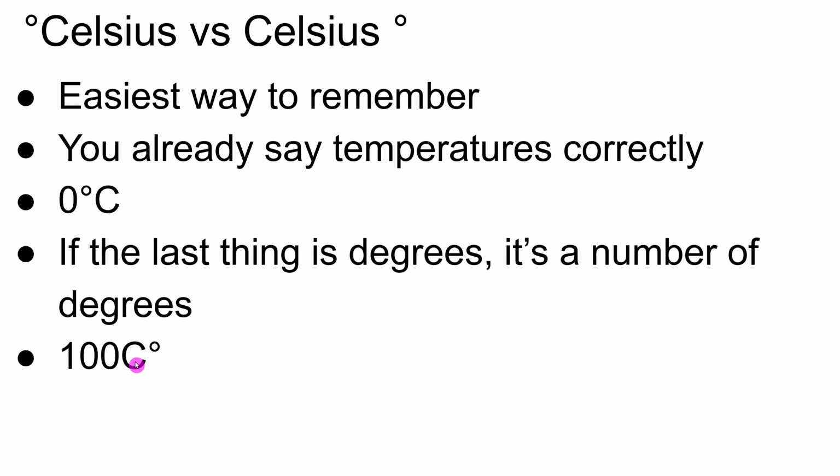So 100 Celsius degrees, those are degrees. There are 100 Celsius degrees between 0 degrees Celsius and 100 degrees Celsius. Those are two temperatures. But there are 100 Celsius degrees between them. That would be 100 Celsius degrees between 0 degrees and 100 degrees. And the important thing is you need to use different formulas depending on if you're calculating a temperature or if you're calculating degrees.